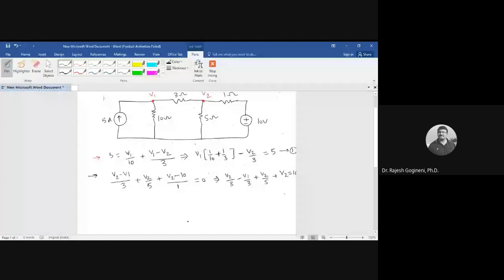So the V1 coefficient is only minus 1 by 3, plus V2. The V2 coefficient is 1 by 3 plus 1 by 5 plus 1, is equal to 10. So this is the second equation. So solve these two equations. First write the coefficients.